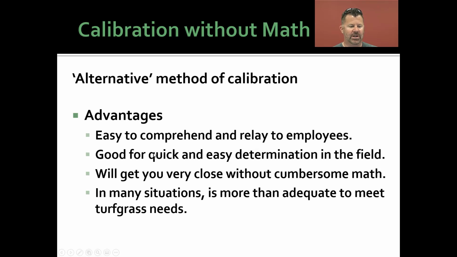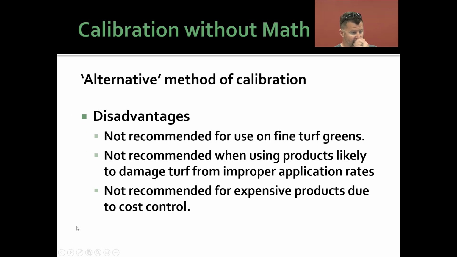Alternative method of calibration. Advantages: easy to comprehend and relay to employees. Good for quick and easy determination in the field. I like that. I can read the label and figure it out real quick. Will get you very close without the cumbersome math. And then in many situations is more than adequate to meet the turf grass needs. And so that's what we're primarily doing in our business, right? Is we're applying pesticides and fertilizer to turf grass, shrub beds, and some shrubs and trees occasionally. So we'll probably be all right using this alternative method.